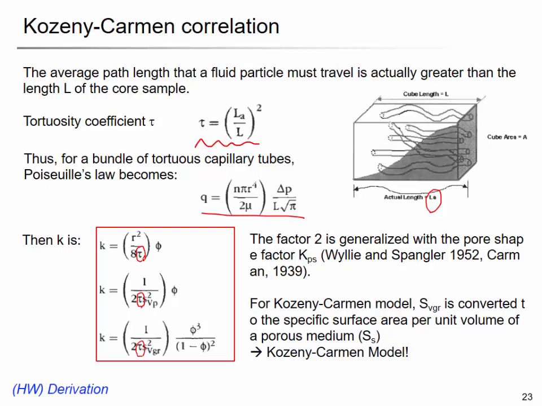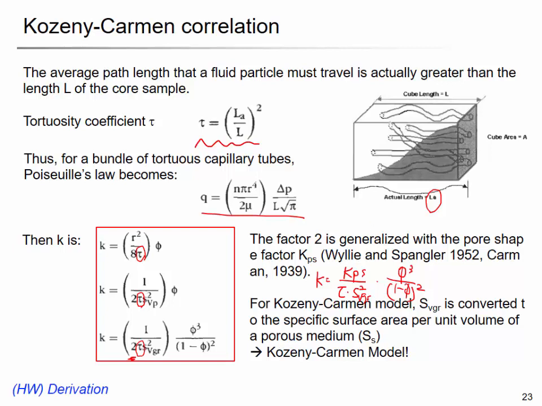And then here the factor 2 is generalized with the pore shape factor, KPS, so it becomes KPS over tau and S_gr squared. So instead of 2, people just use some empirical parameters to fit the data. And S_gr is the specific surface area per unit volume of grain, and that's very difficult to measure.